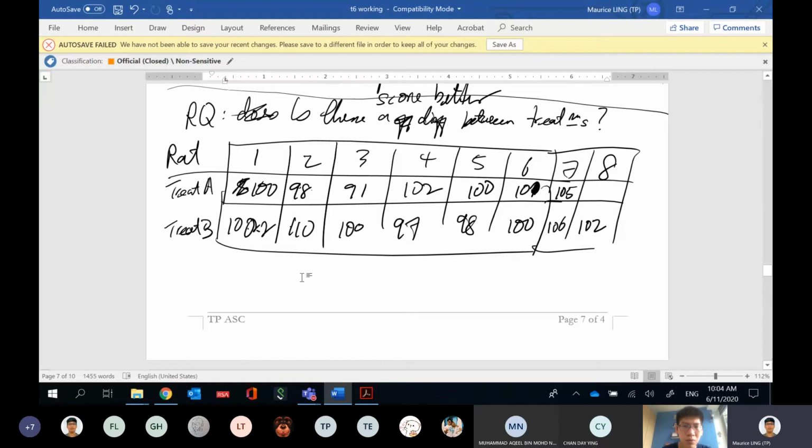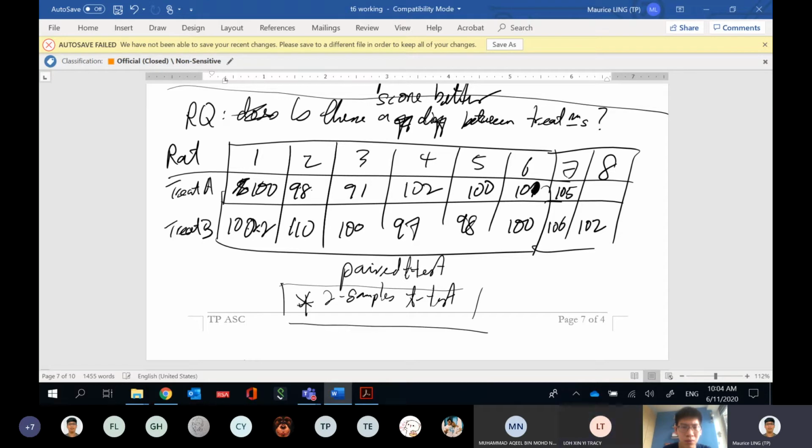T-test doesn't mean anything. You have to say whether it's paired t-test or 2 samples t-test. Which one? Is it 2 samples? Alright, it's 2 samples. This is the correct answer. Because the same rat cannot have 2 different treatments. And here, you have 1 rat that's missing.